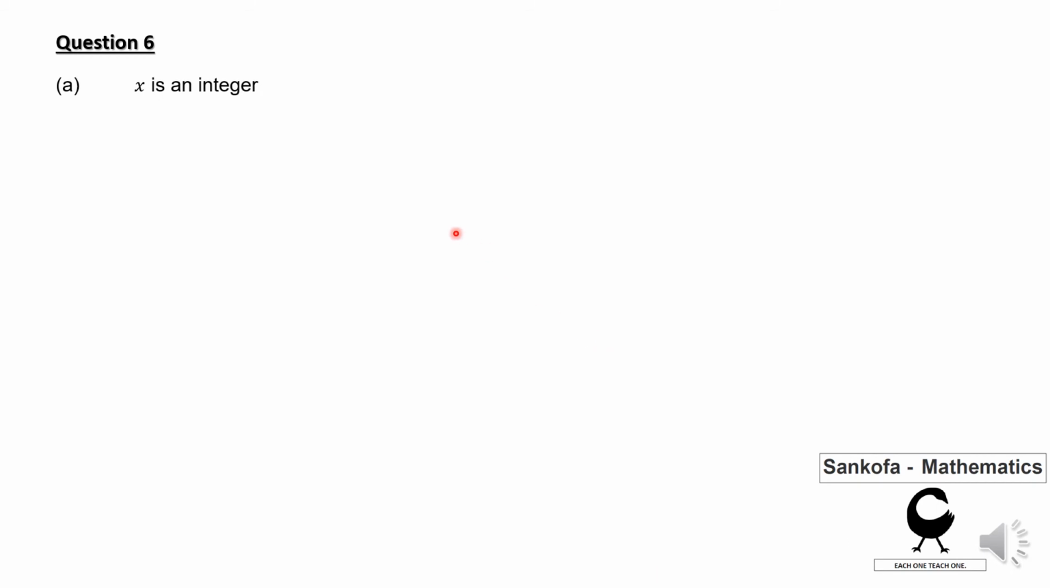Question 6. I added this question, so I also asked this question in the examination for the grade 11s. So x is an integer. So an integer we know from our previous question is all positive whole numbers or negative whole numbers. But in this particular case, we're looking for all integers, all whole numbers between 1 and 10. So I can just write them down as they are. That represents the universal set.